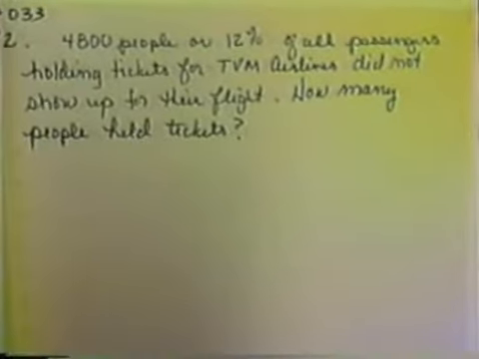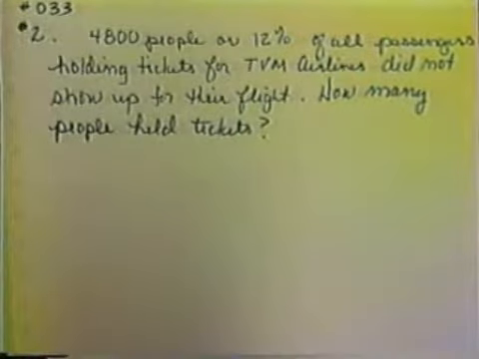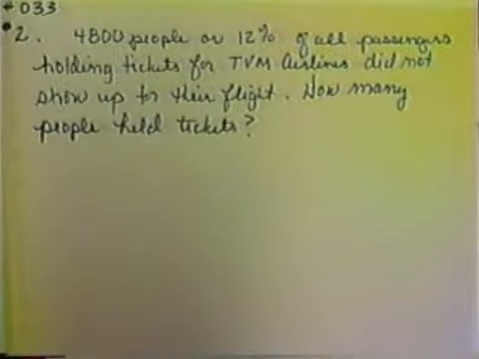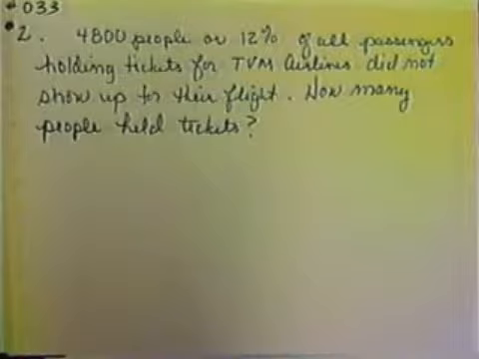Okay, let's look at our second example. The second example says that 4,800 people, or 12% of all passengers holding tickets for TVM Airlines, did not show up for their flight. How many people held tickets? 4,800 people didn't show up for their flight. I hope they didn't pay for it.